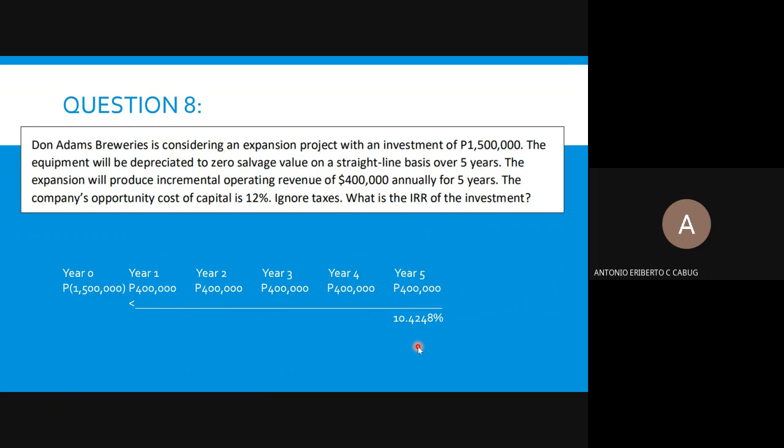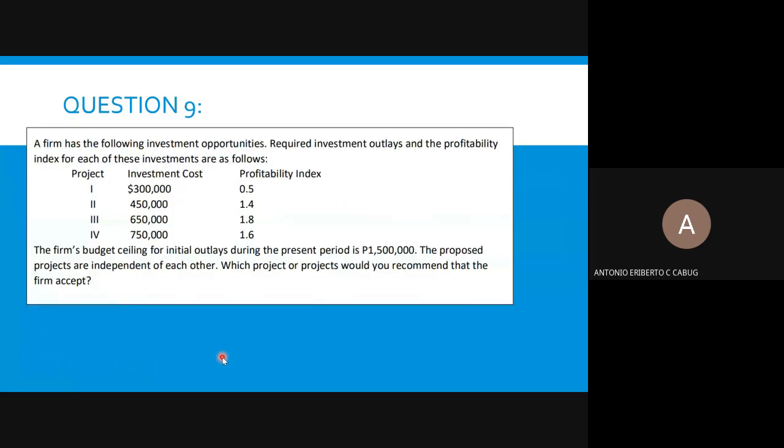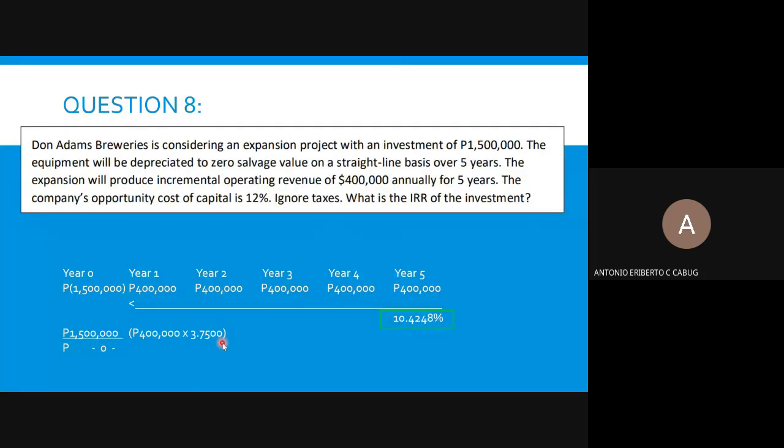So at a discount rate of 10.4%, you will have a PV factor of 3.75. 400,000 pesos times 3.75, you have 1.5 million. Okay? So you will have a zero net present value if you will discount these cash flows at 10.42%. So again, to arrive at the IRR of the investment, what you need to do is to conduct trial and error that will arrive at a zero net present value. In this case, that discount rate is 10.42%. That's number 8.